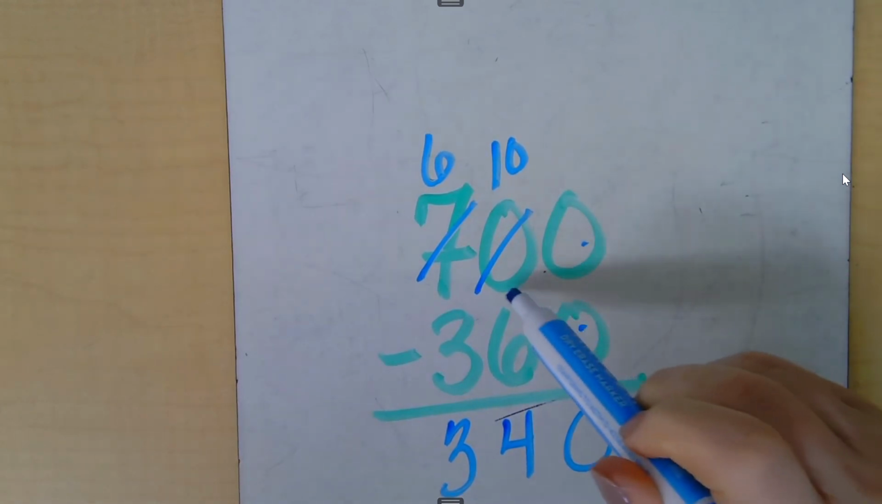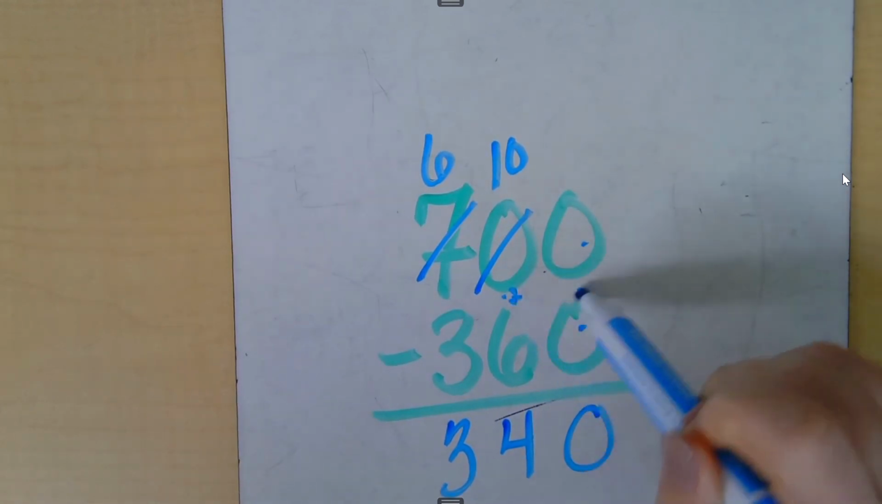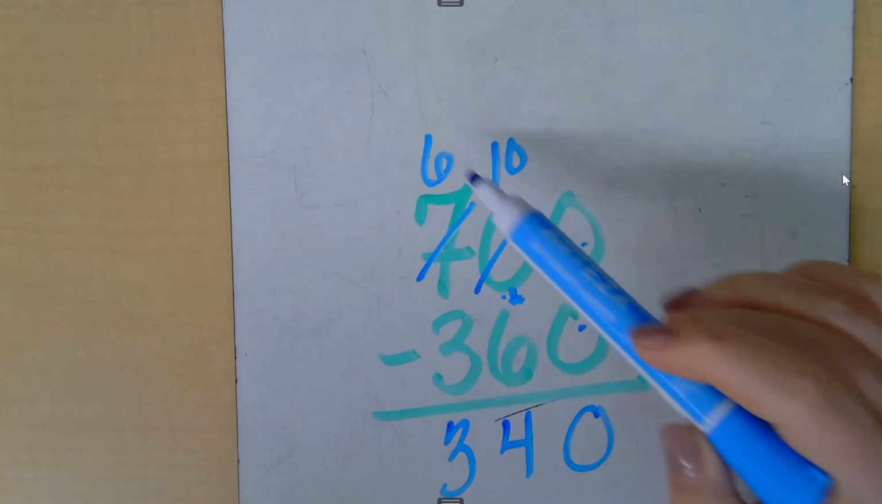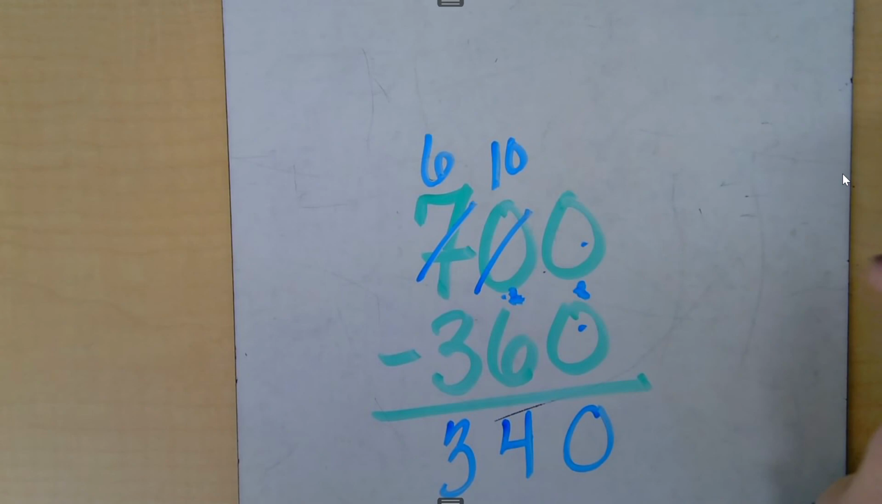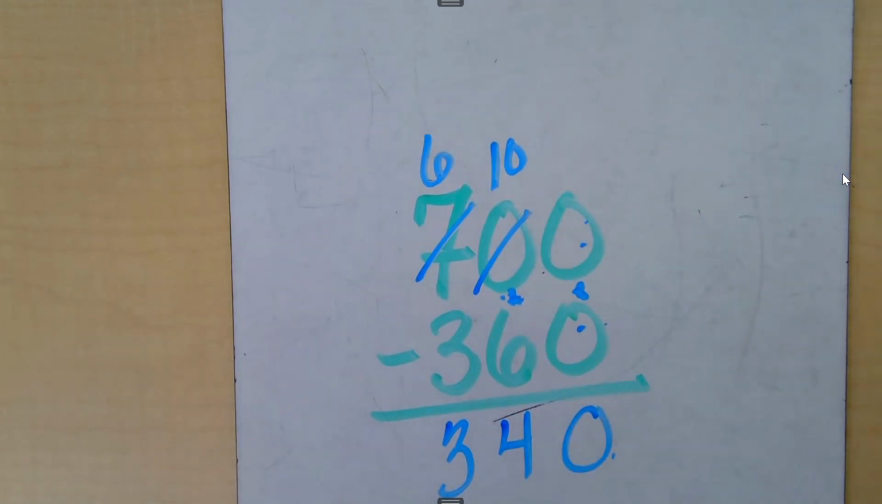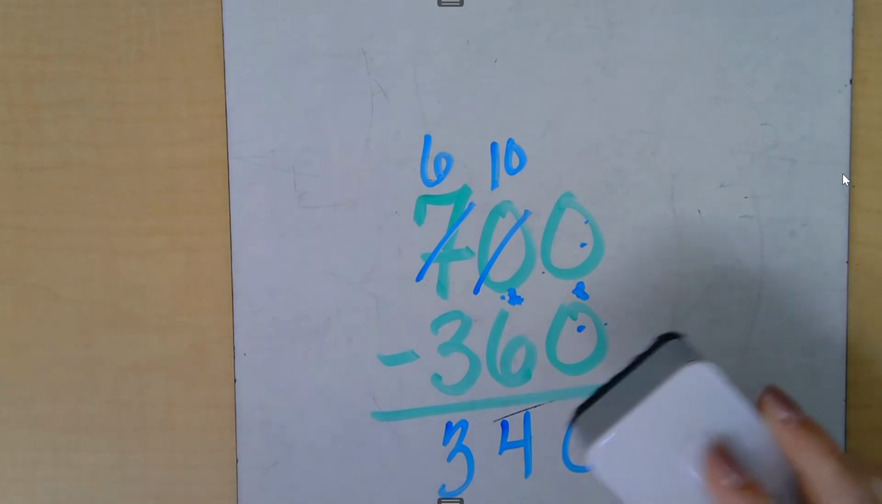So just because you see these two zeros here, do not jump to the conclusion that you need to just regroup all of this, and this is a 9, and this is a 10. Don't do that. Still work your problem one place value at a time. All right. Good luck.